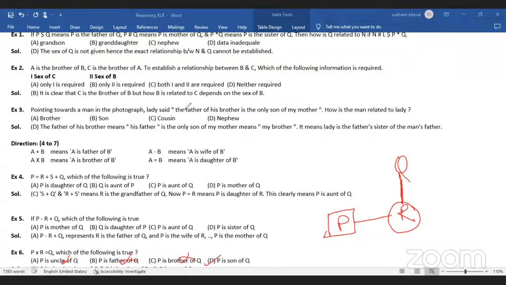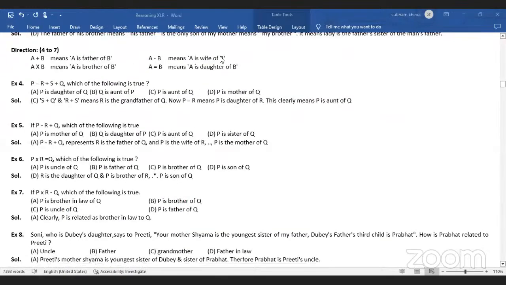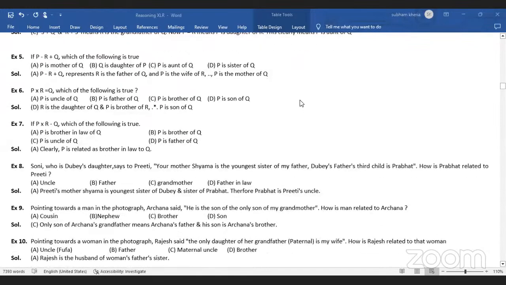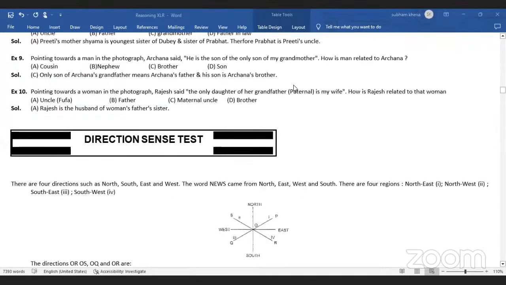Great. So shall we proceed now? Blood relation is also over. Look how easily we completed everything, right? Anyone has any doubt? No. Okay, let's go to the next part, the third part, that is direction sense test.